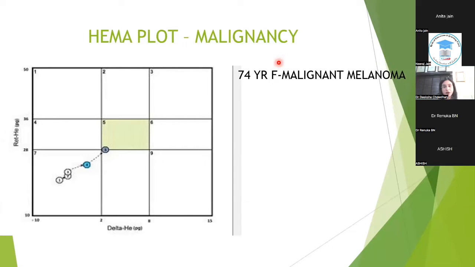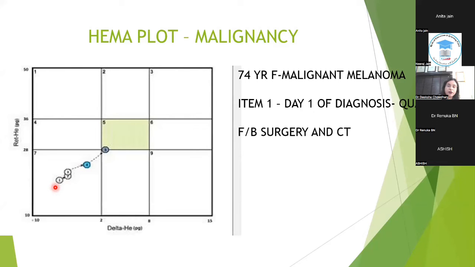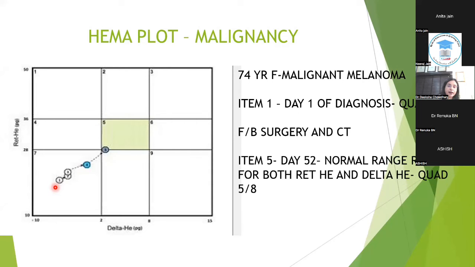a 74-year female had malignant melanoma. On day 1 of diagnosis, it was seen that delta HE is negative and ret HE is low. After this, surgery was performed and chemotherapy was given. And on day 52, it was seen that the patient had normal delta HE as well as normal ret HE. So this is a normal quadrant of the Hemaplot.